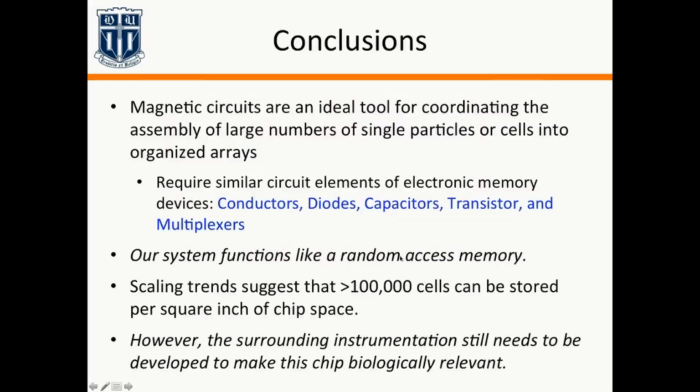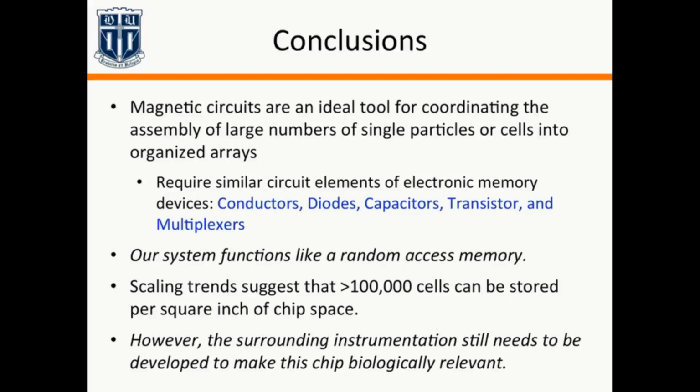Some of the conclusions that we have so far are that magnetic circuits are a pretty good tool for coordinating the assembly of large numbers of single cells and particles. In order to do massively parallel manipulation, they require a series of conductors, diodes, capacitors, transistors, and multiplexers to make it really act like a memory. This is what we have done so far, and our scaling trends suggest that we can manipulate up to about 1 million cells or 100,000 cells per square inch of chip space. However, what we still need to do is to develop the surrounding instrumentation that makes this system biologically relevant.